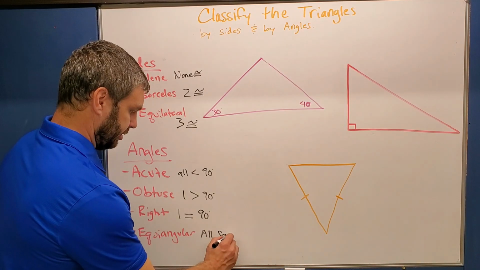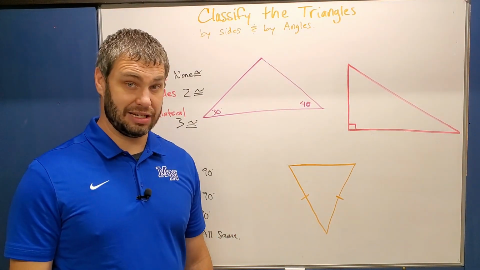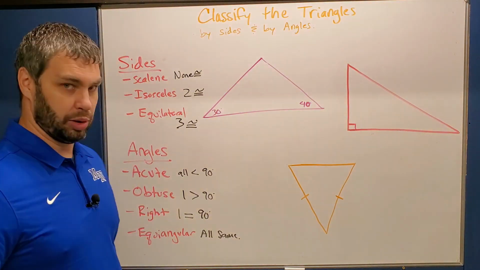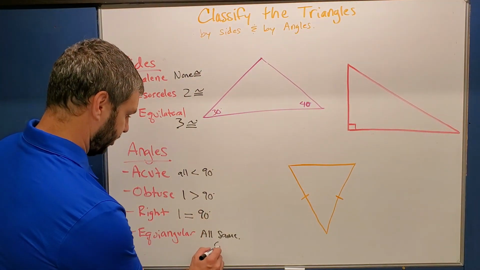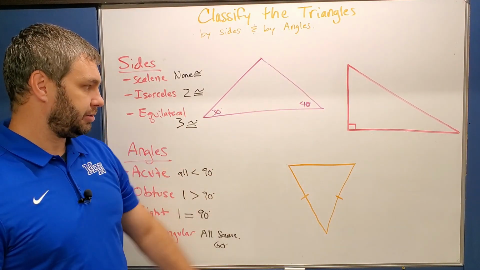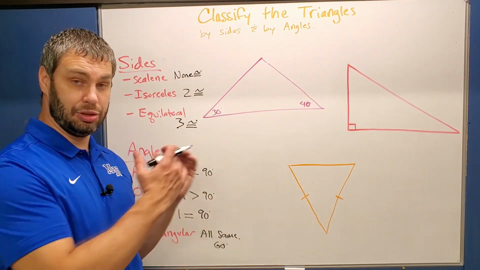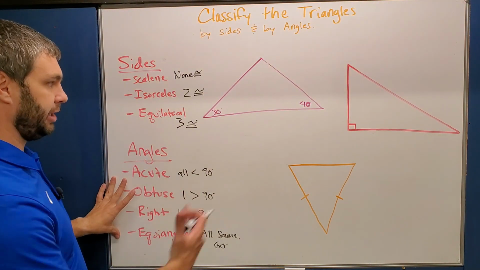All the same. And real quick, fun fact, a triangle has 180 degrees in it. So if they're all the same, 180 divided by 3 is 60. So they're all the same and they're all going to be 60 degrees. Anyway, these three triangles up here, we have to classify and give two of these different names for: one classified by their sides and one classified by their angles.